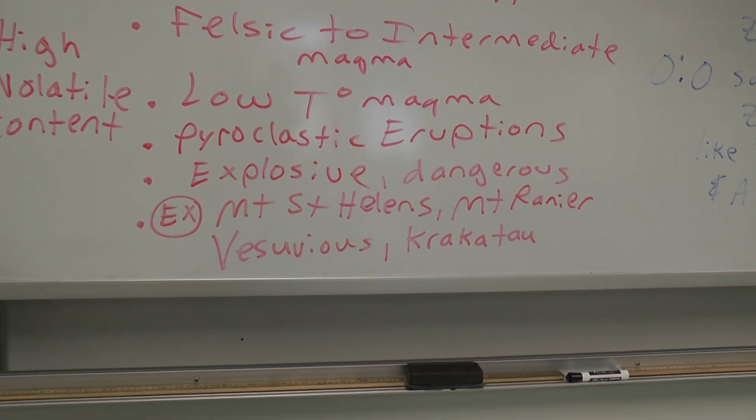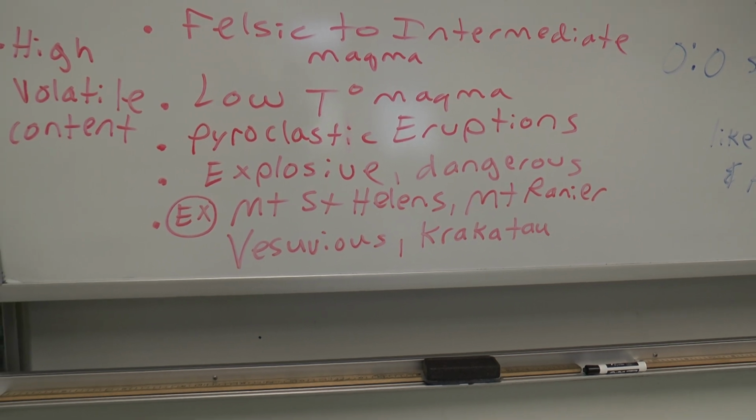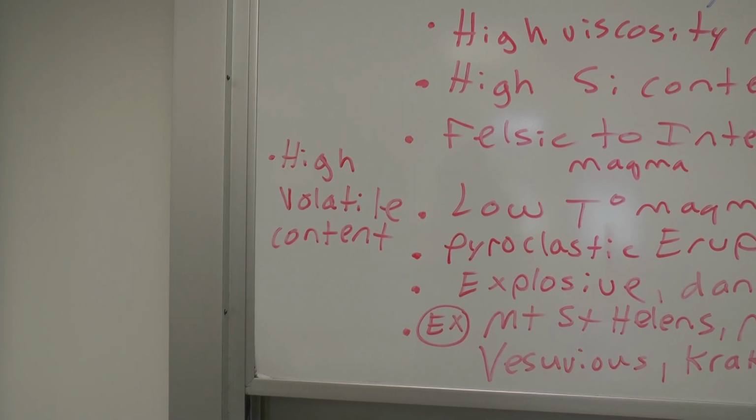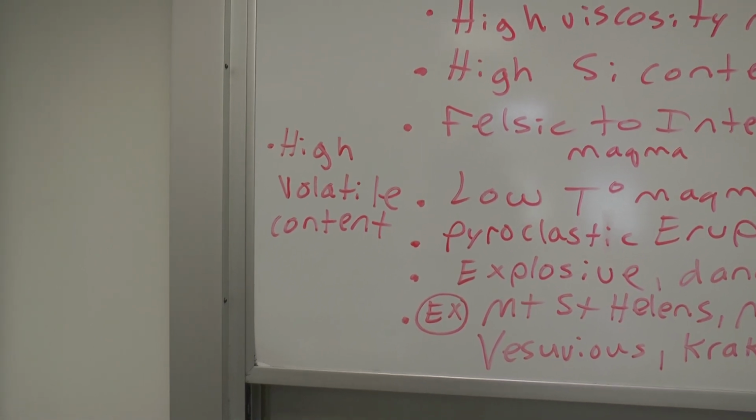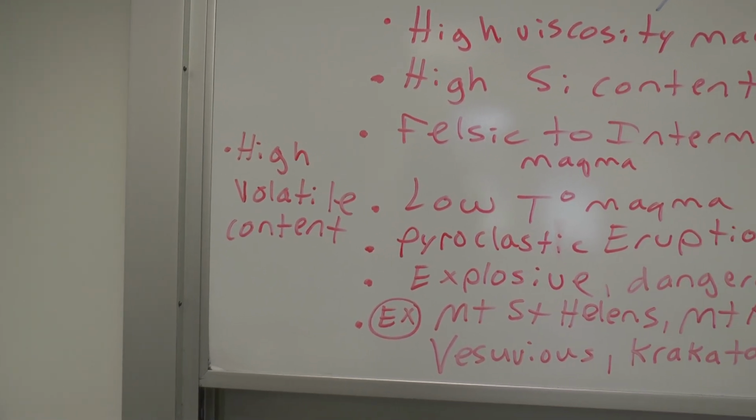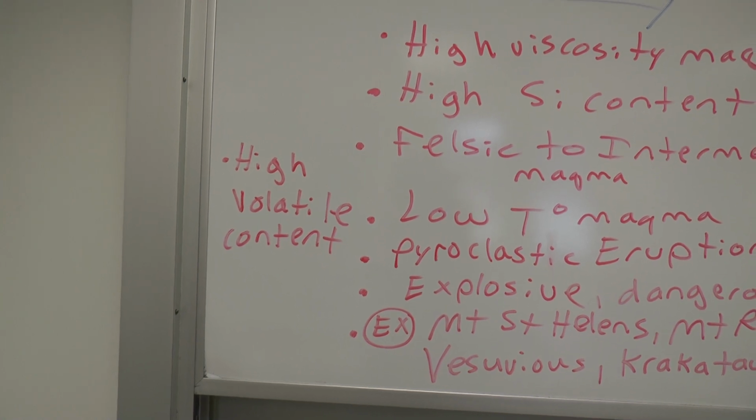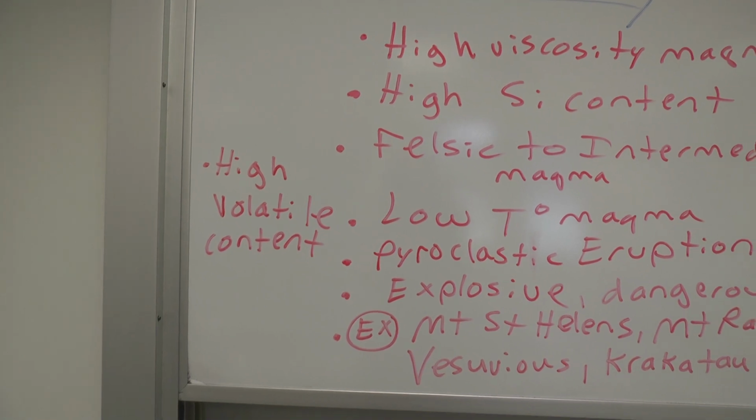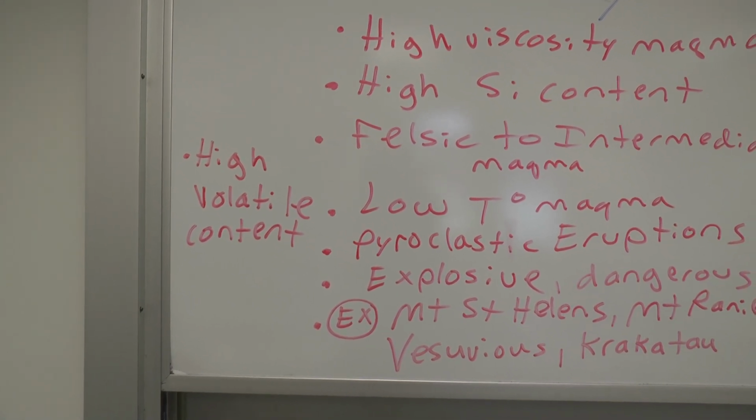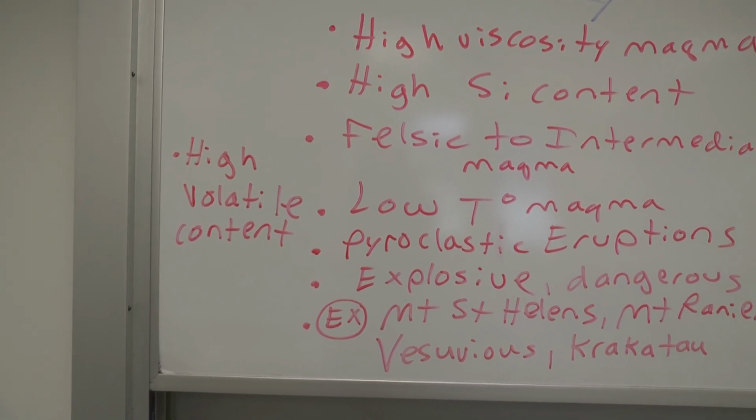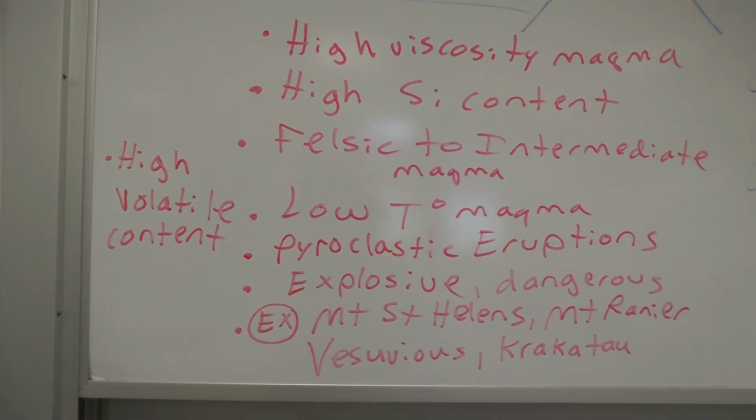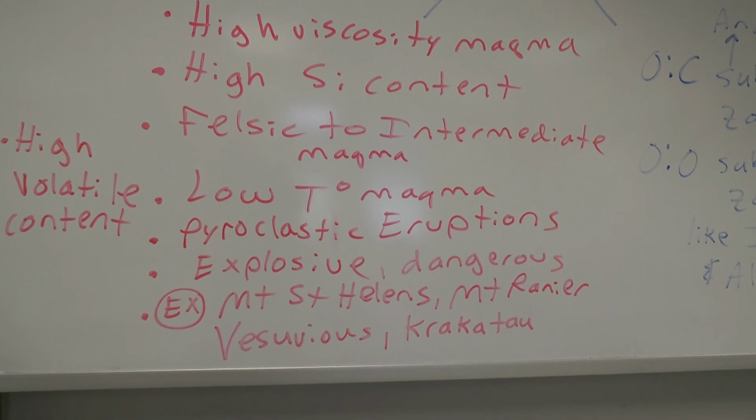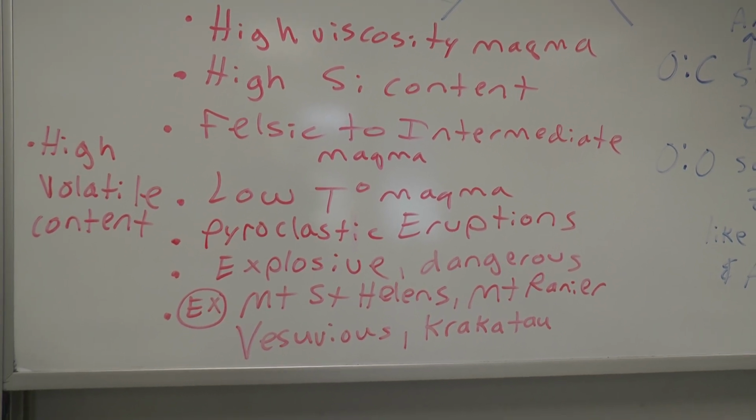Examples would be Mount St. Helens, Mount Rainier, Vesuvius, Krakatoa. Oh, something else we need to say about our stratovolcanoes is they have a high volatile content. Remember, the volatiles are the volcanic gases, things like sulfur dioxide, hydrogen sulfide, water vapor, and carbon dioxide gas. There are other volatiles besides those four, but those are the only four that we will need to know for our upcoming exam.